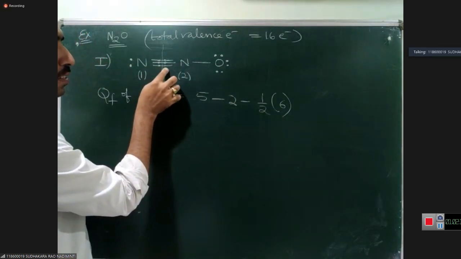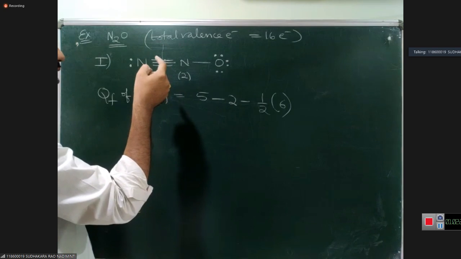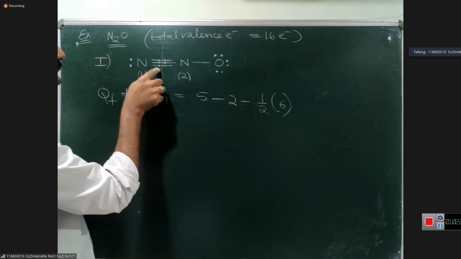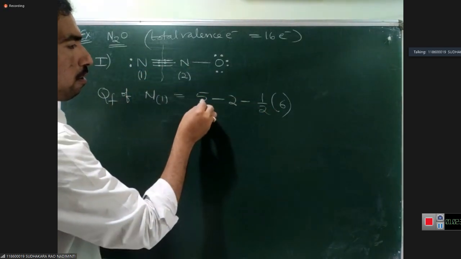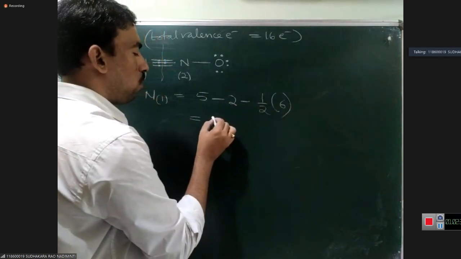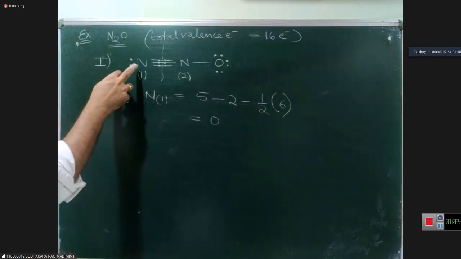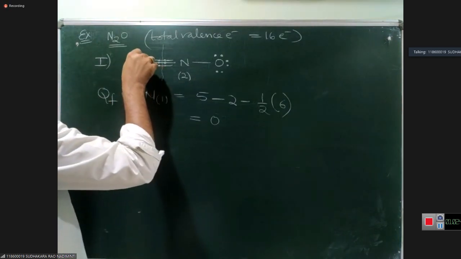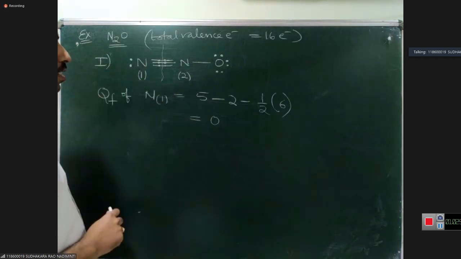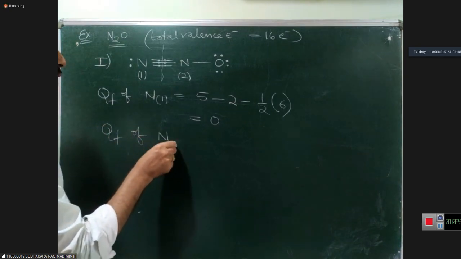Half into number of electrons as bond pairs. 6 electrons are there as bond pairs for this nitrogen. So in that, how much will you get? 5 minus 2, 3 minus 3, that is 0. So the formal charge of the first nitrogen, the charge you can imagine, is 0 for this.